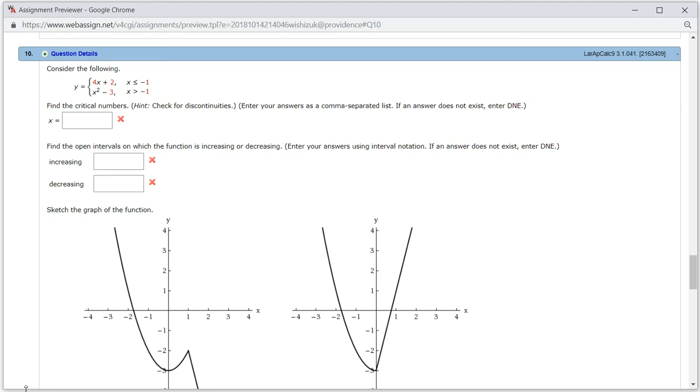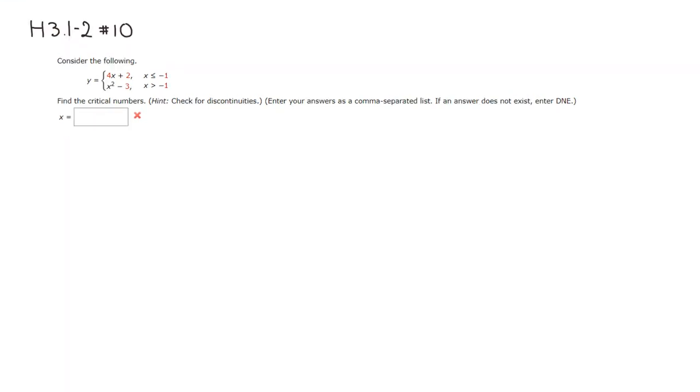All right, let's look at homework 3.1, 3.2, problem number 10. So we have this piecewise defined function, and we want to find critical numbers. First we just take the derivative of each piece.